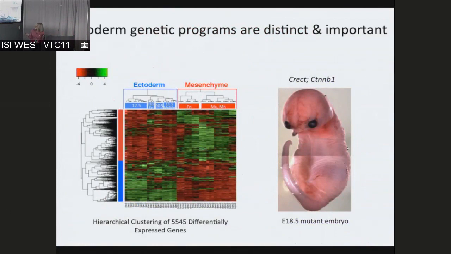And here on the right, to show that if you manipulate gene expression in the ectoderm, you get profound effects on the facial morphology. And so this is just a reminder that what happens in the ectoderm is very important. And so we want to follow the RNA dynamics of both the ectoderm and the mesenchyme.